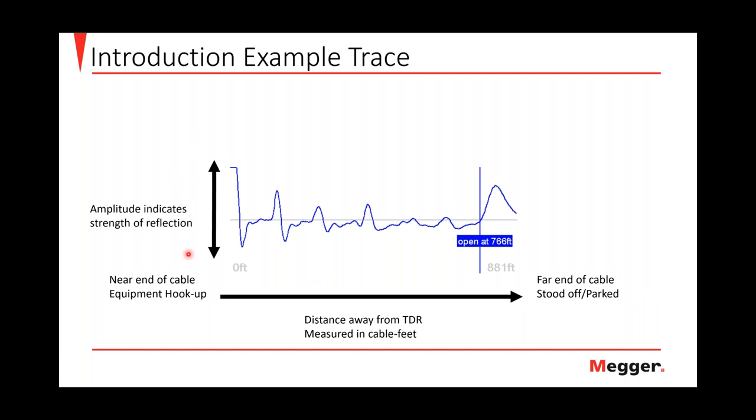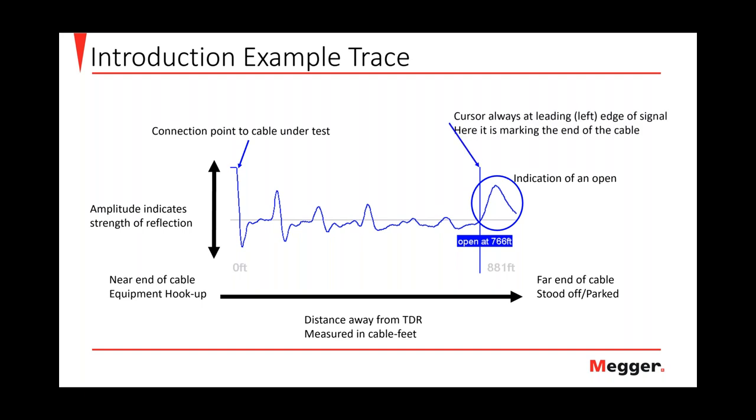This indicates the strength of the reflected signal. This is our amplitude. That's our connection point to the cable under test. And that bump up at the end is the indication of an open. So on this cable, we would assume that the cable is parked on the other end on a parking stand or open air.